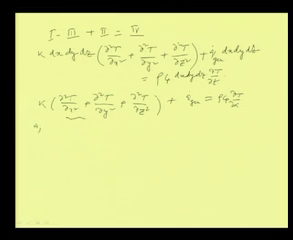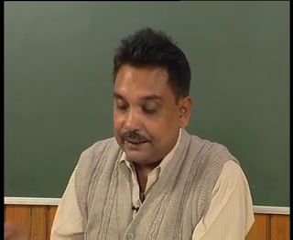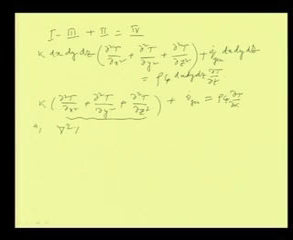Now this term is grad square T or del square T, which is called the differential operator del. So, grad square T plus q dot gen by k equals 1 by alpha del T by del t.